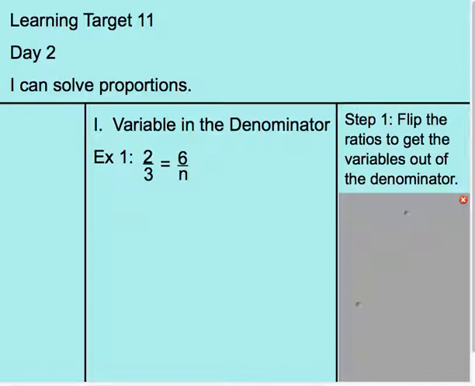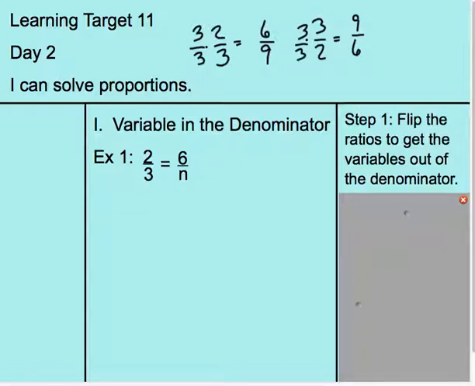Now, think about it this way. I've got 2/3 equals 6 over something. If I had 2/3 equals 6/9, because 2 times 3 equals 6, and 3 times 3 equals 9, what would happen if I flipped those ratios? What would happen if I had 3 over 2 equals 9 over 6? Would that still be true? Well, yeah, because 3 times 3 is still 9, and 3 times 2 is still 6.